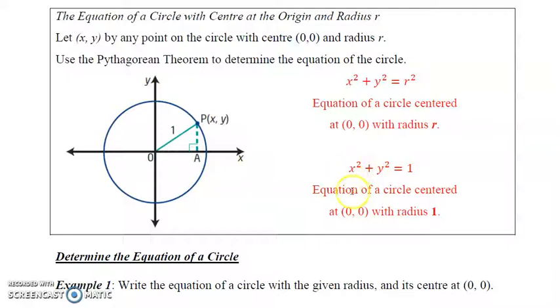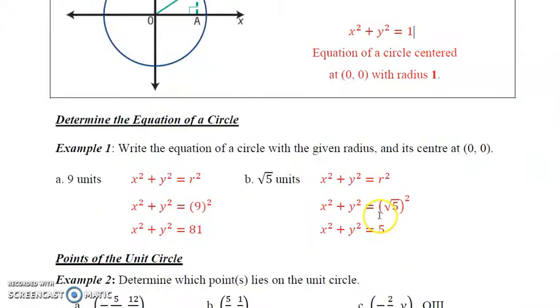So the equation of this circle centered at the origin (0, 0), there's your center of the circle, the origin, with a radius of 1, is given by this formula. Okay? So we're going to relate this to trigonometry. The first one, let's just get familiar with the formula.